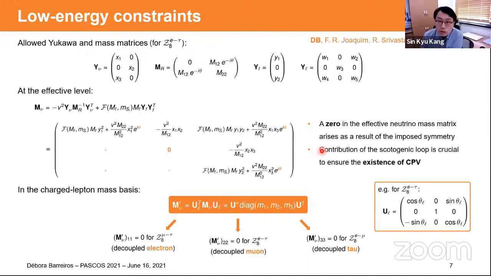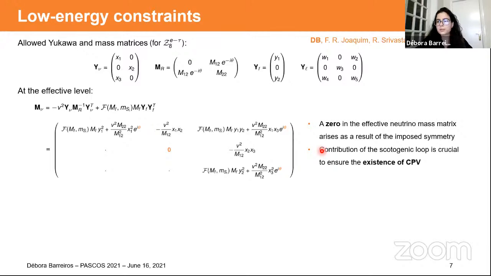I have a quick question. Can you briefly comment on how leptogenesis can be realized in your model? Well, we have two right-handed neutrinos. Yes. So in principle, we can have some kind of leptogenesis going on.